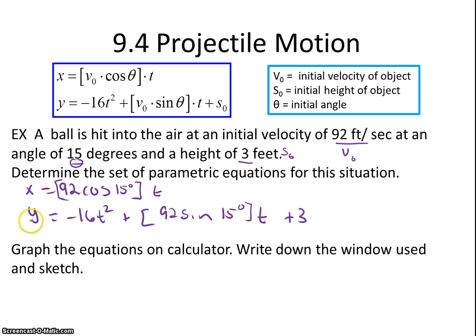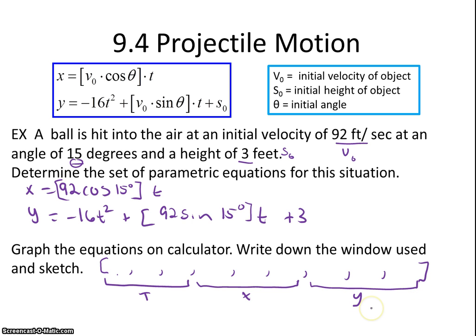So what we're going to do next is take our pair of parametric equations and graph them on our calculator and write down the window that we're going to use. Okay, so we're going to talk about the window and then we're going to move over to the calculator. For the window, we're going to have our T min, T max, T step, and then X min, X max, X scale, Y min, Y max, and Y scale. So we're going to have 3 values for t, 3 values for x, and 3 values for y.